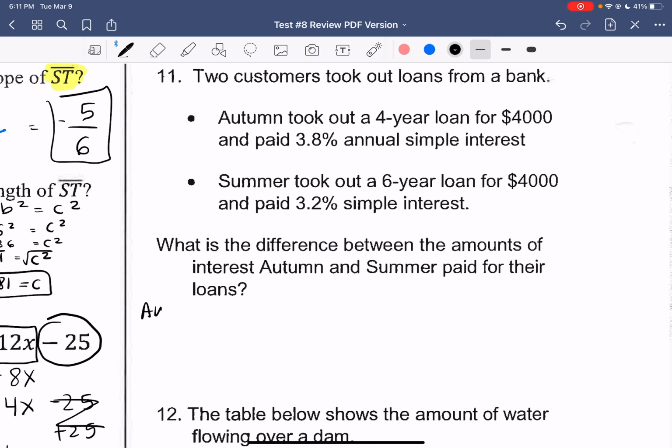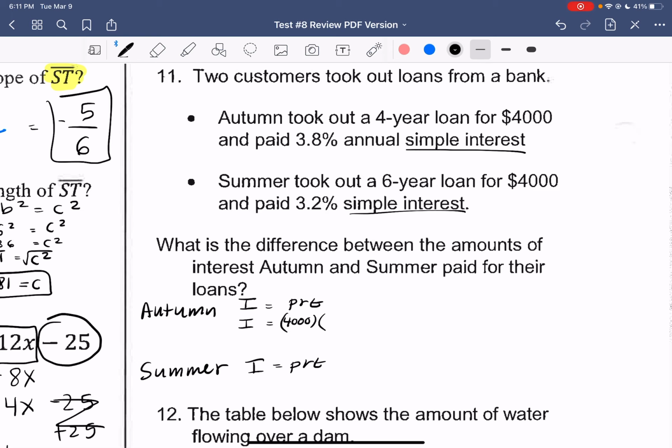So I'm going to just set up an Autumn side and a Summer side. What we're going to be doing is looking at simple interest in both cases. So our formula is going to be I equals PRT in both cases. With Autumn, when we substitute, we know our principal amount is $4,000. The rate is going to be 3.8, but we have to divide that by 100, which would take us to 0.038. And then our time for Autumn is 4 years.